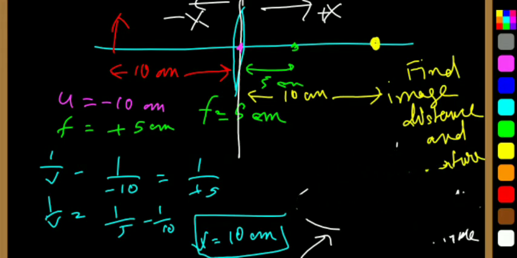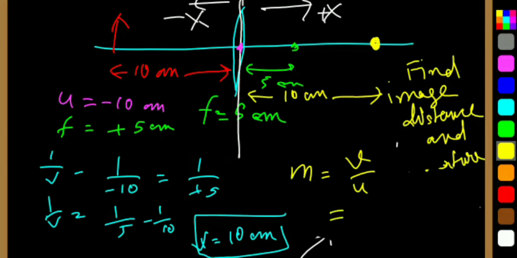The nature of the image, for that let me use another formula that is known as the magnification formula. M is equal to V by U for a lens. Now since M is equal to V by U, I will put the value of V. V is plus 10 centimeter and U is minus 10, and that will give me minus 1.